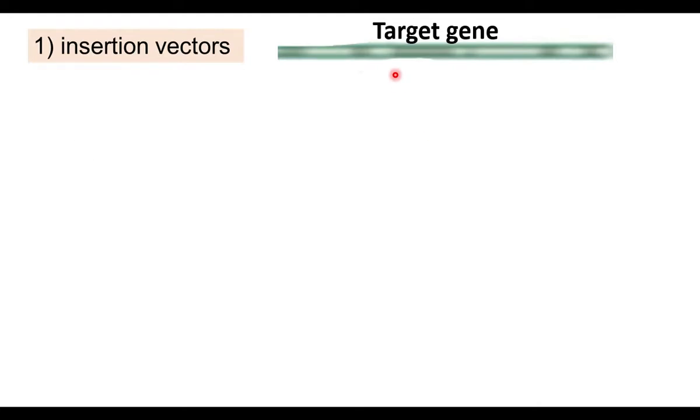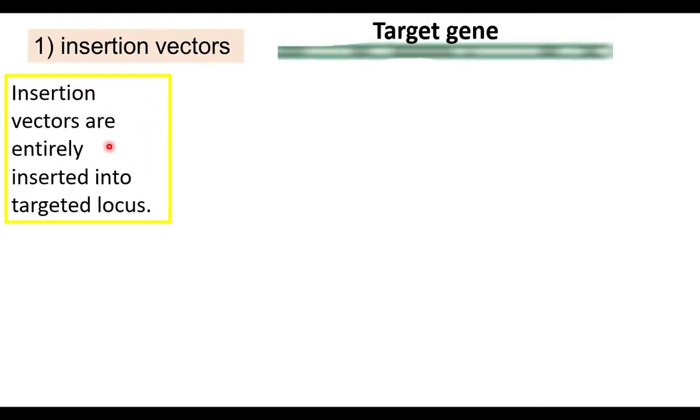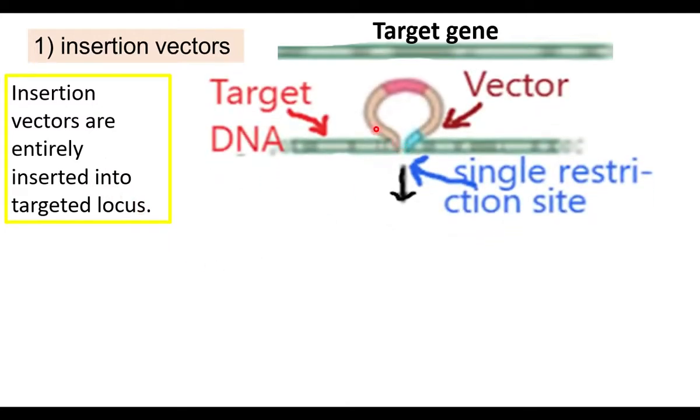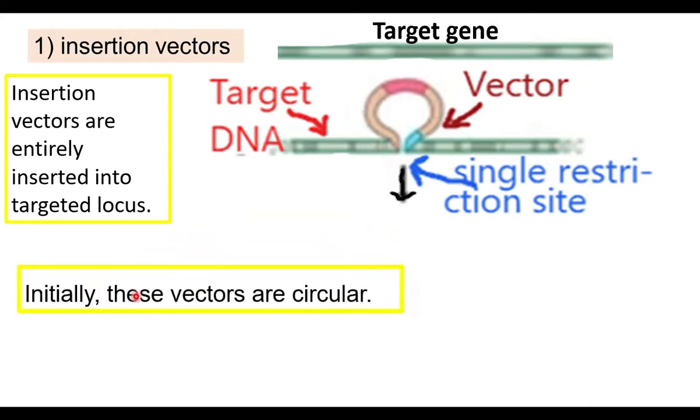This is target gene. Insertion vectors are entirely inserted into the target locus. This is an insertion vector, it is circular in the beginning. The insertion vectors have a single restriction site. At one place restriction enzymes cut the vector as well as the target gene. So the ends of vector are ligated, fused with the target gene. After insertion only it will be linearized.